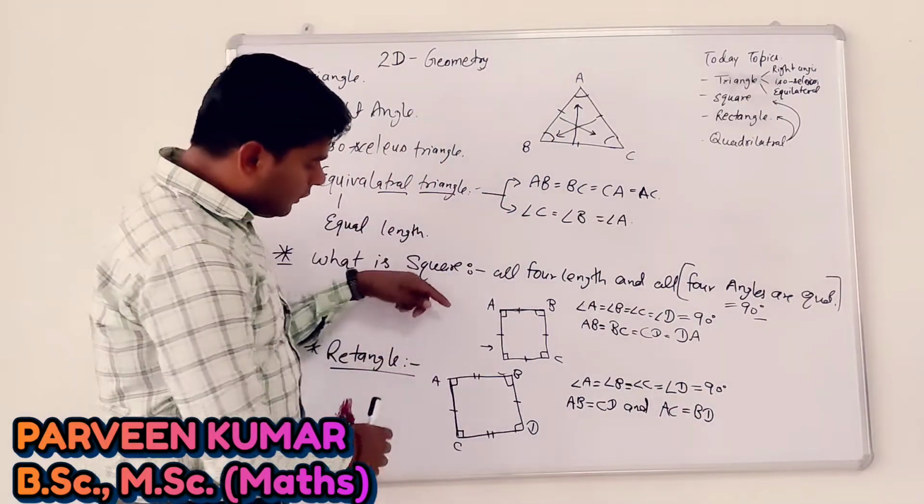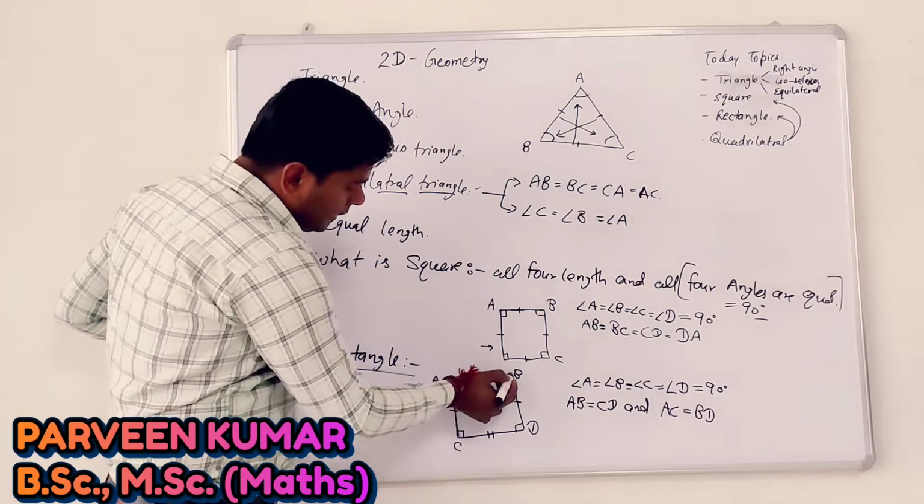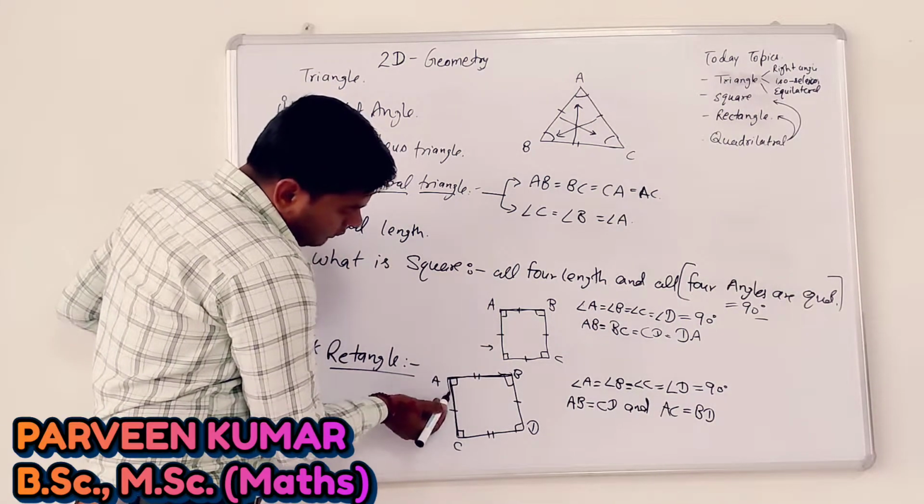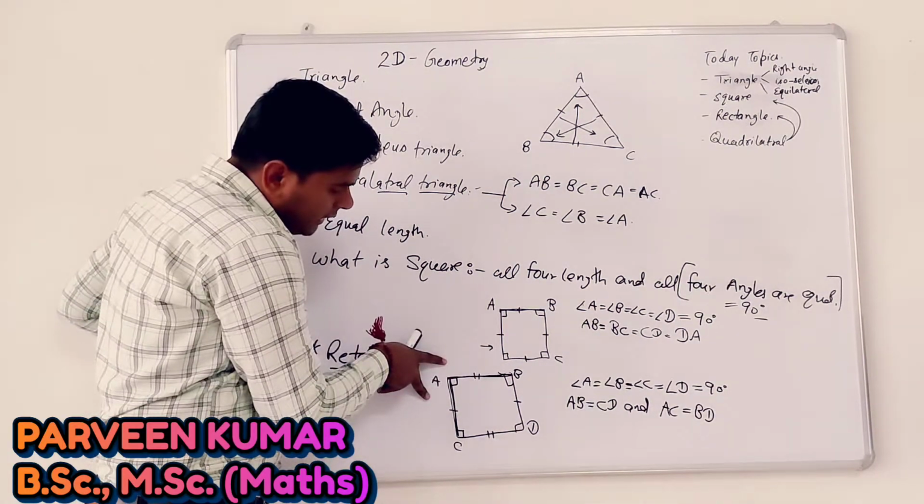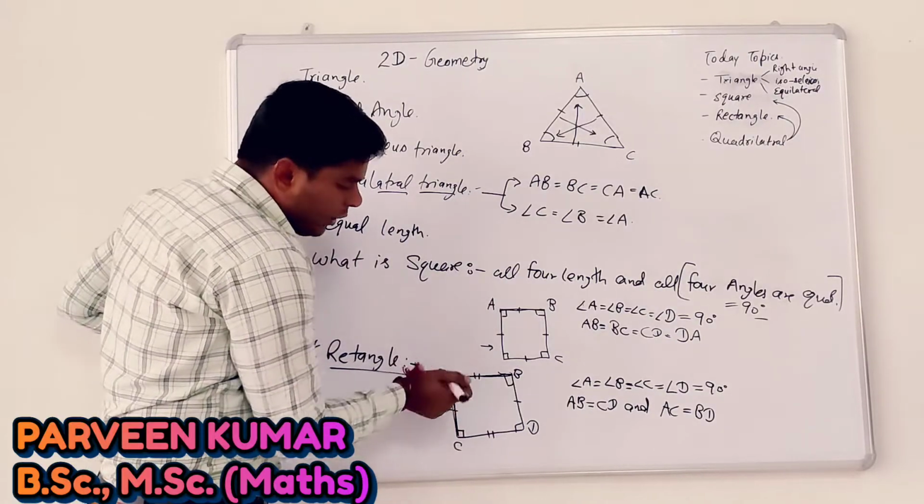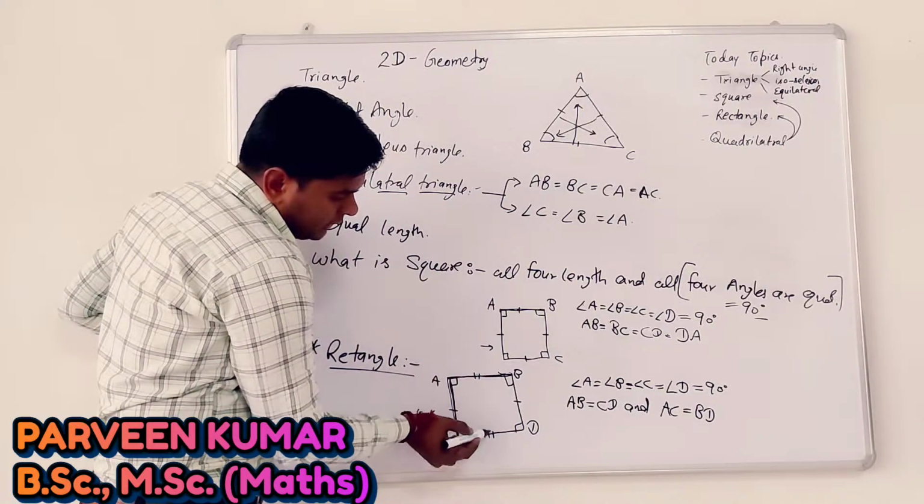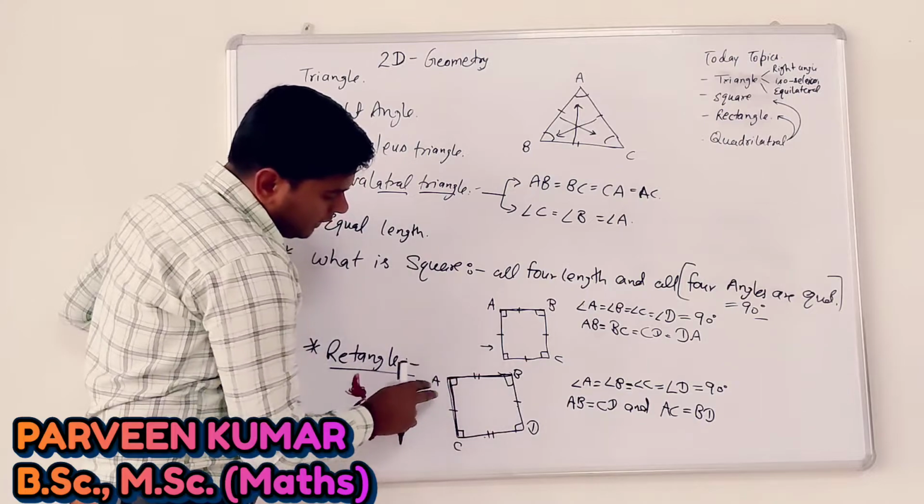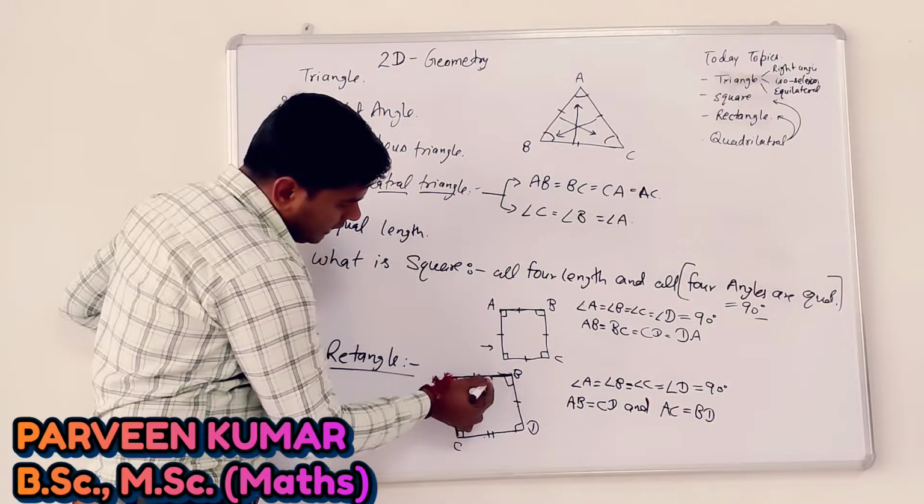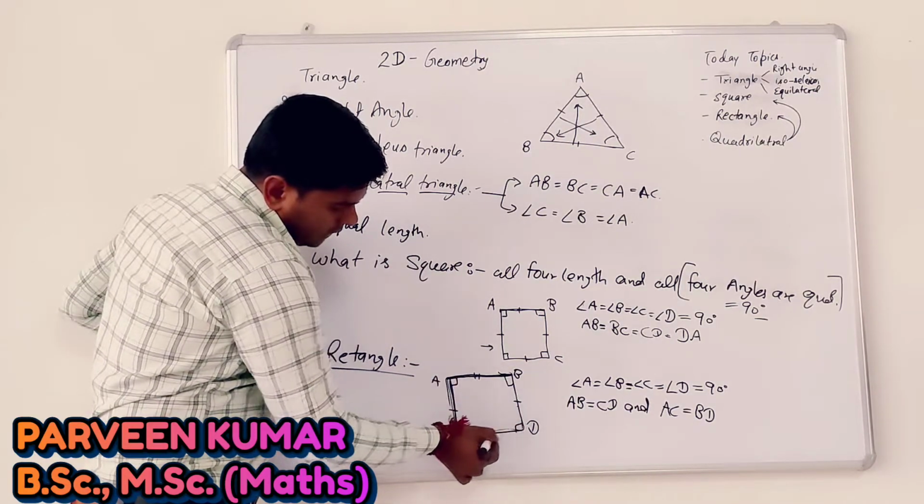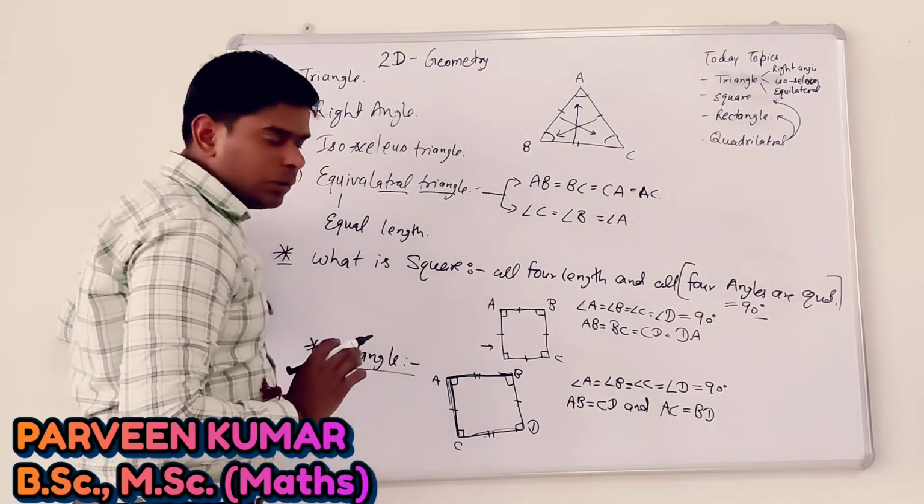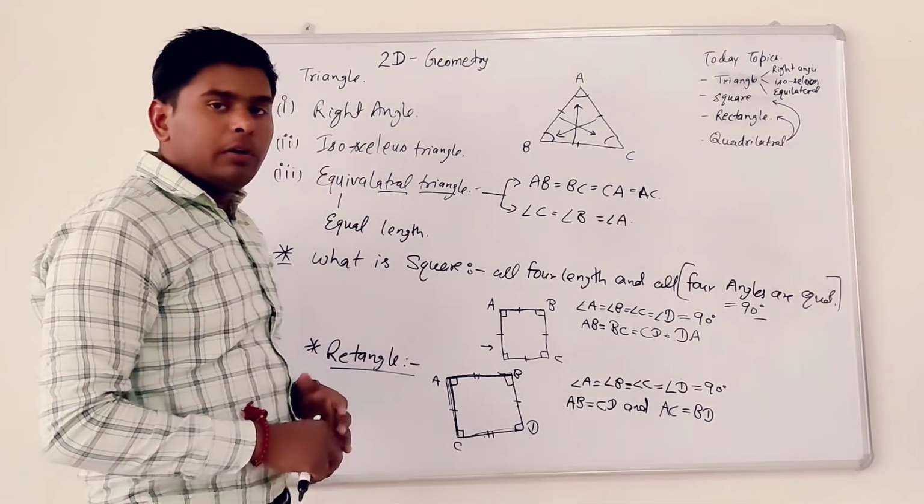But these are not equal to the adjacent side. These are adjacent sides and these are opposite sides. The opposite sides are this pair and this pair, and the adjacent sides are these pairs. So this is about the rectangle.